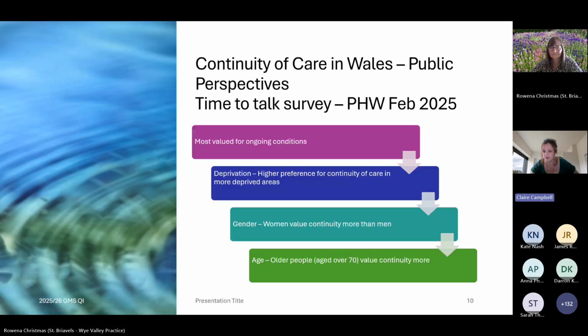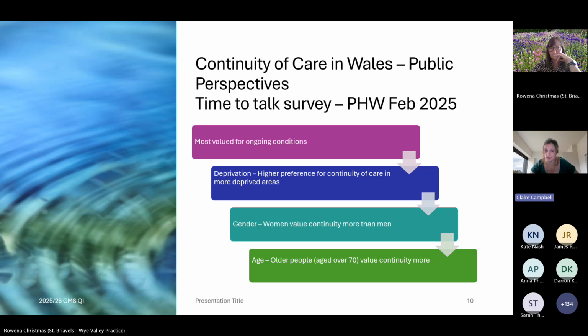So just bringing that into a Wales-specific context, this is the summary of the Time to Talk survey, which was run by Public Health Wales in February this year. The survey covers full spread of demographics across Wales with 2,137 participants, gives us a good snapshot of public opinion in Wales. So in summary, most patients value continuity for ongoing conditions.